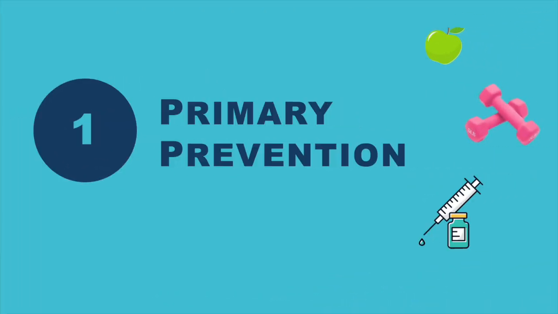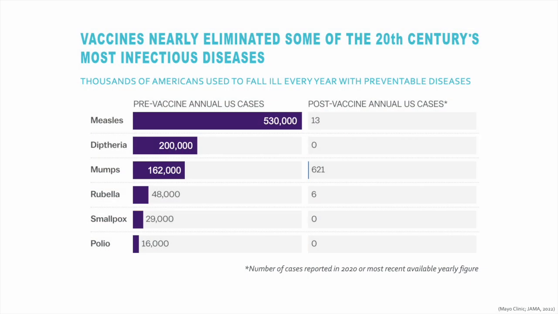100 years ago, infectious diseases were the leading cause of death globally, but thanks to public health, most of these deaths have been prevented. Immunizations are one of the most successful public health interventions. They prevent 2 to 3 million deaths annually.